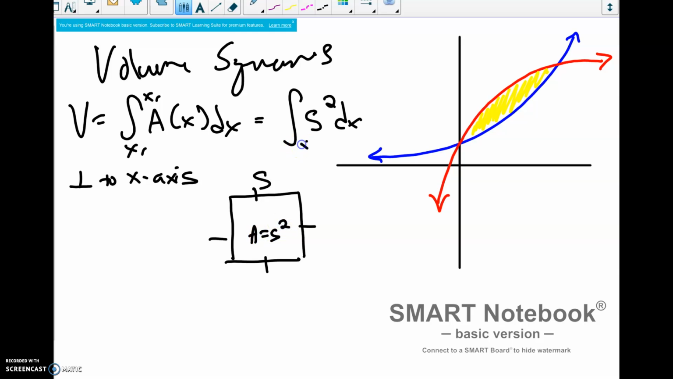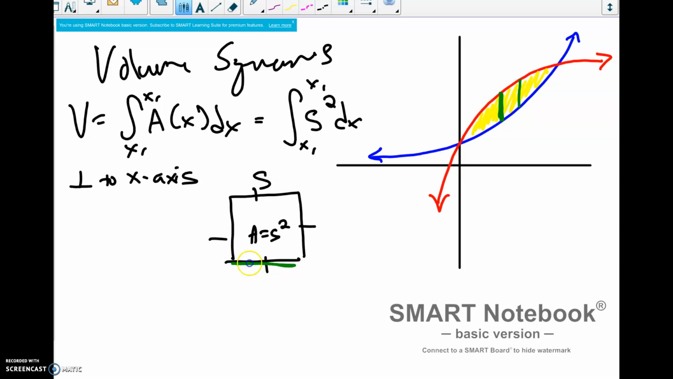So if I wanted to find the side, if it's perpendicular to the x-axis, it means we're doing this vertical distance here, and I need that vertical distance. That's one side of my square.